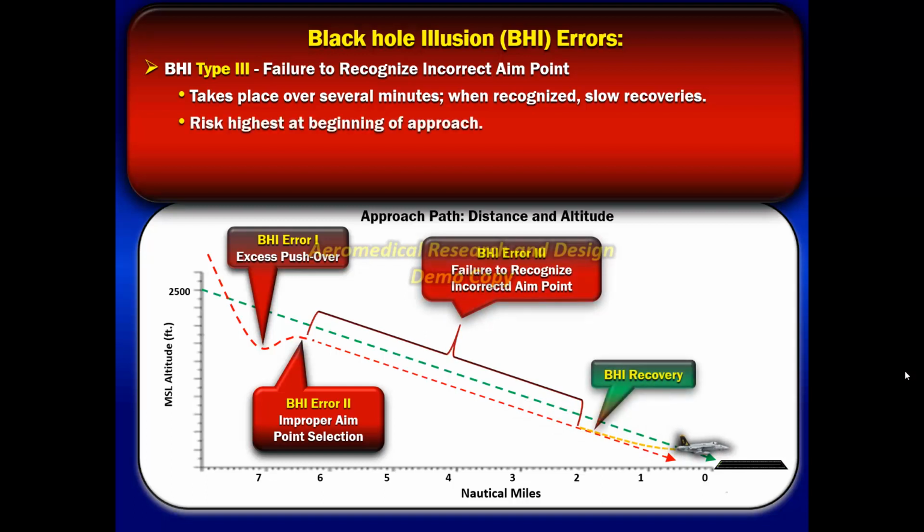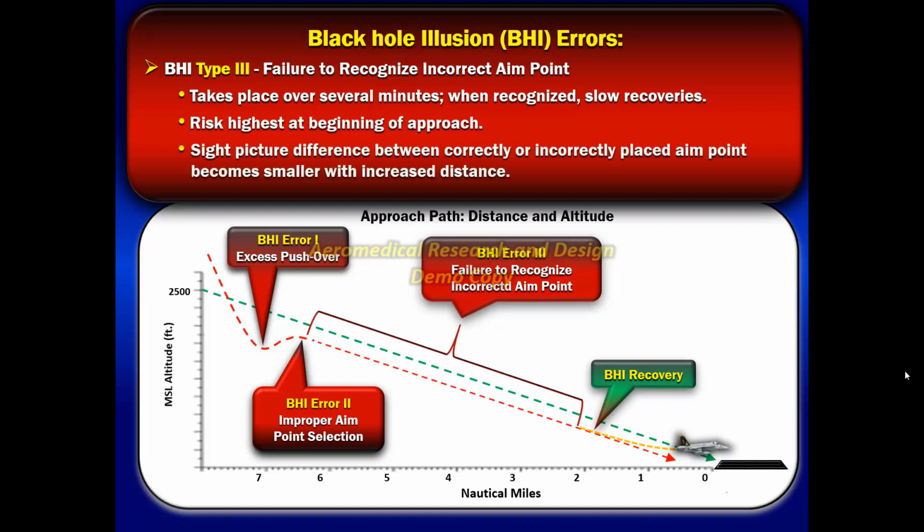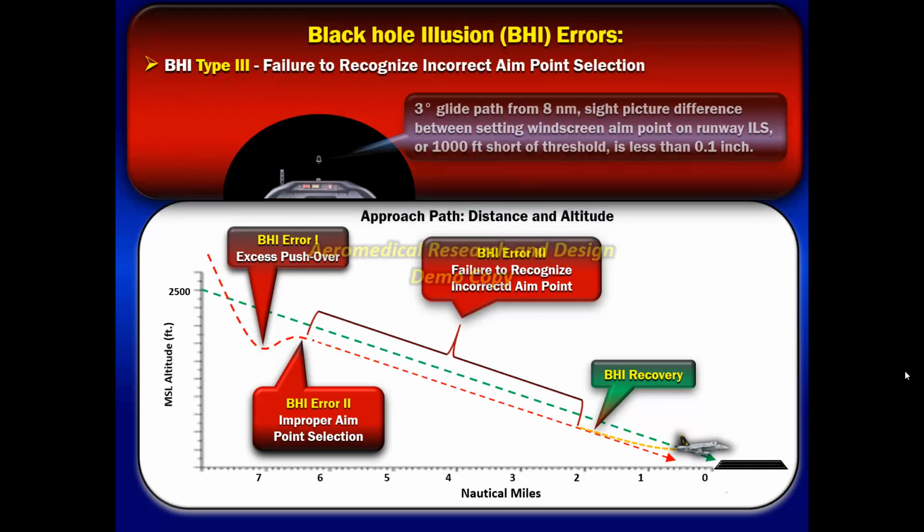The risk for encountering the third type of error is highest at the beginning of an approach because the sight picture differences between a correctly or incorrectly placed aim point become smaller with increased distance. As an example, if a pilot selects a 3-degree runway glide path from a distance of 8 nautical miles, the sight picture difference between setting the windscreen aim point position on the runway ILS or 1,000 feet short of the threshold is less than 1/10 of an inch.